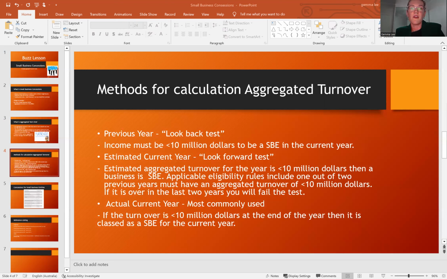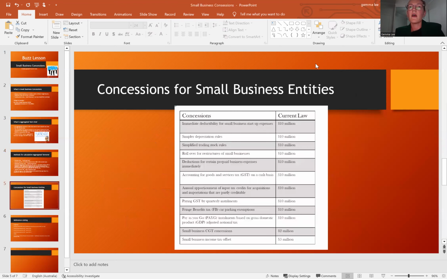Now, there are quite a few available concessions, which I'll put on the screen now. For the small business entities, the majority of them have a threshold of $10 million. However, two of them, this including small business CGT, has a threshold of $2 million, and small business income tax offset has a threshold of $5 million.